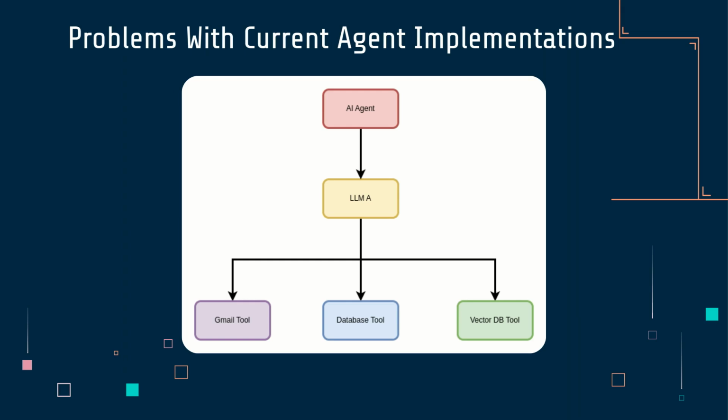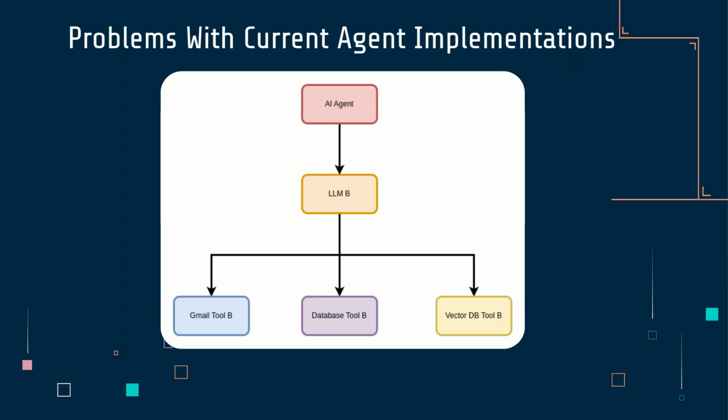So let's say that today I'm using LLM-A, and I write my tools in a different architecture that LLM-A supports. And then tomorrow someone says, you know what, I want to use the same agent, but I want to use a different LLM, let's say LLM-B, right?